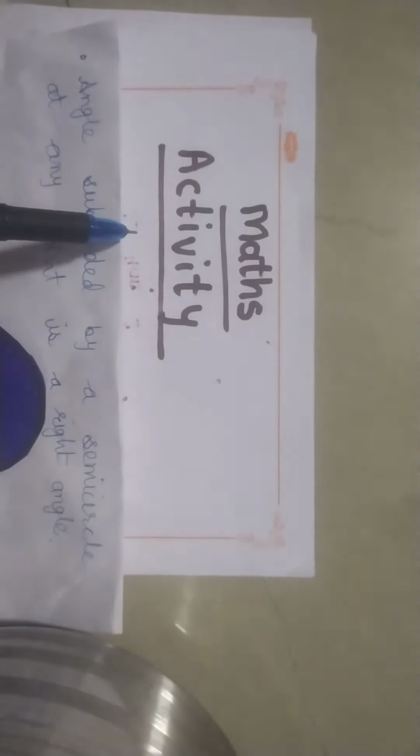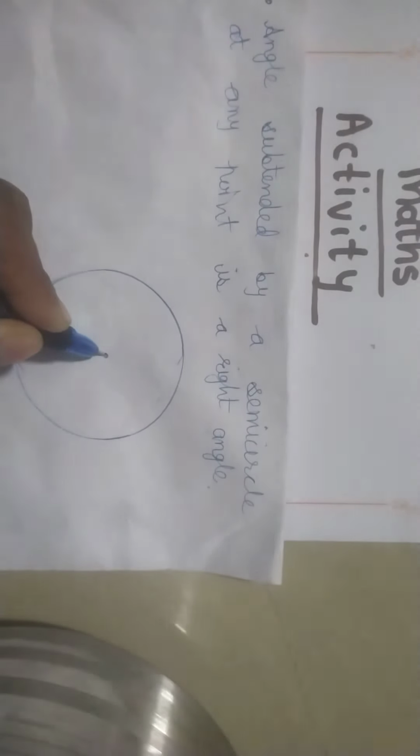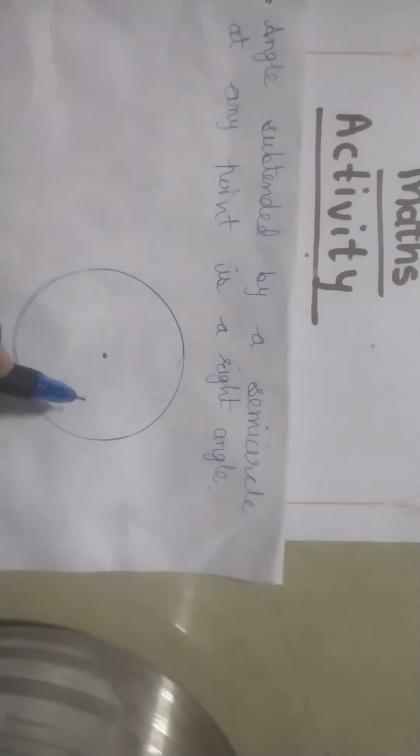Hello students, there is one more maths activity for you, and it is to show the property of a circle that angle subtended by a semicircle at any point of the circle is a right angle. If here is the circle and somewhere here will be its center, then I am drawing any diameter for the sake of easiness.